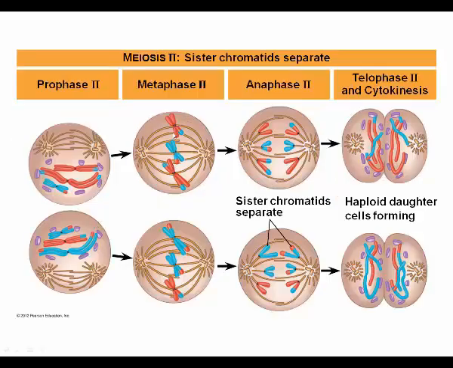In metaphase 2, chromosomes line up single file like they did in mitosis, but notice we've reduced the chromosome number by half. Anaphase 2 is the separation of sister chromatids, which is how we could describe mitosis as well, separation of sister chromatids. Telophase 2 and cytokinesis will result then in 4 haploid cells. The 4 haploid cells have one copy of every chromosome.